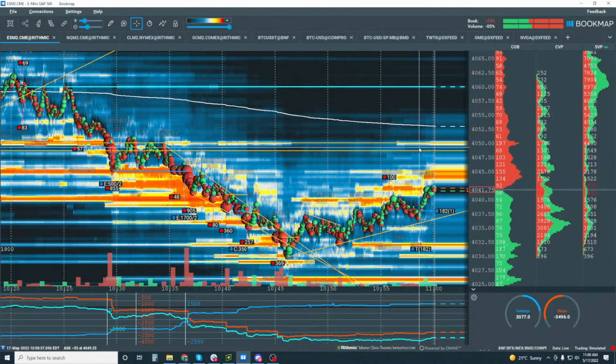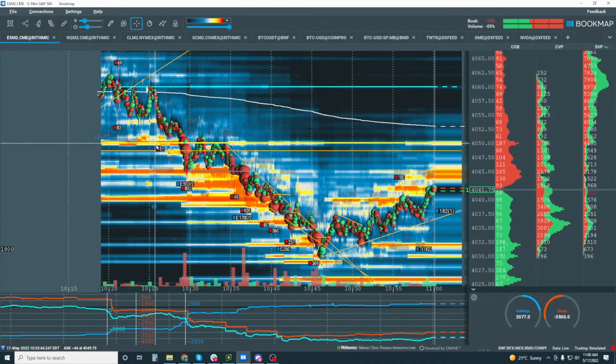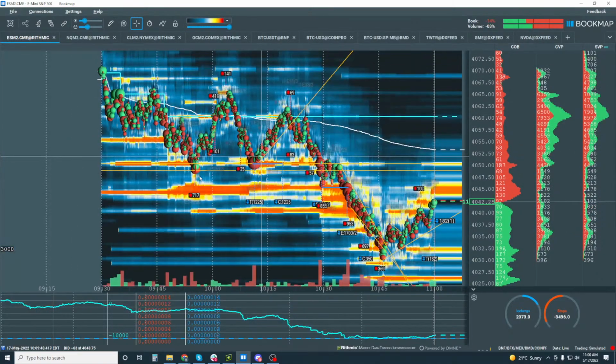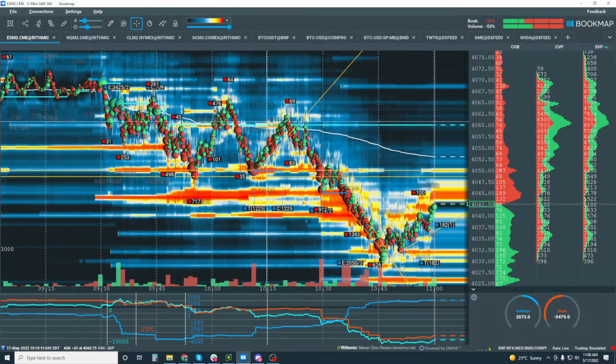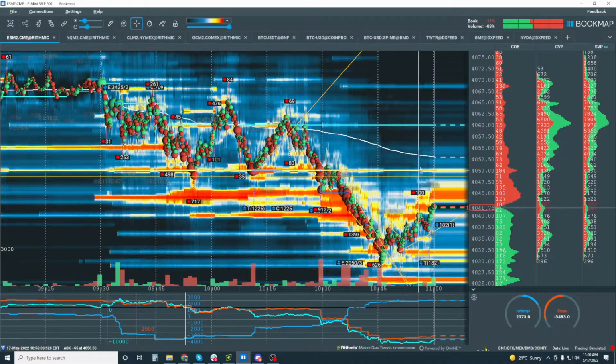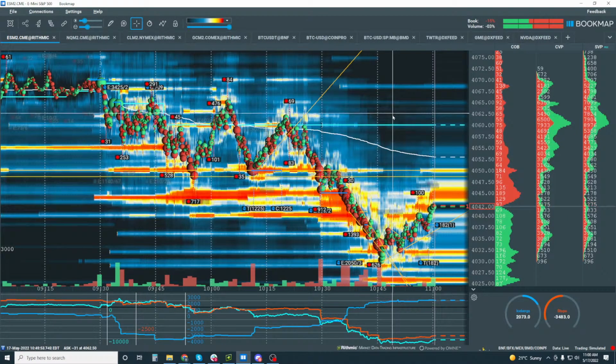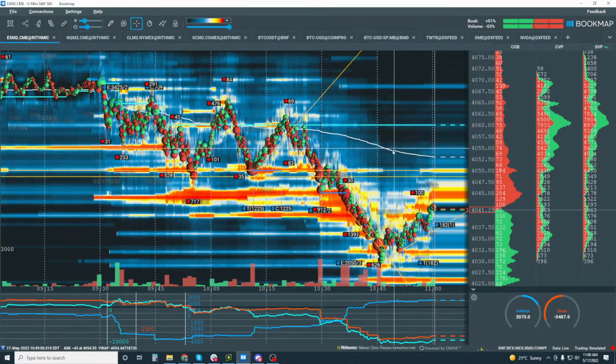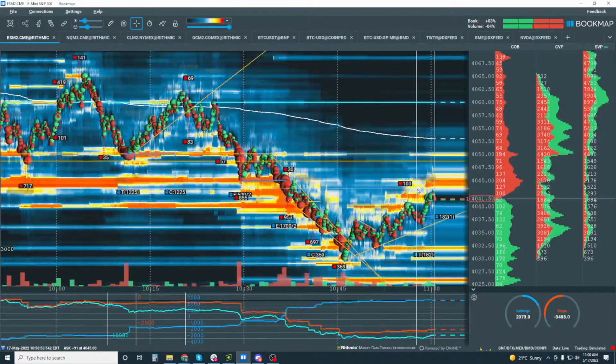Okay, I really like 50, and not just because it's the figure, it's also structurally here. Here's this previous area, and we're looking for a pullback to these areas here, or this area here. Okay, it can even come up higher. Heck, price can do whatever it wants. We know that. Shorts getting squeezed bit by bit. Yeah, we're also looking for a squeeze as well.